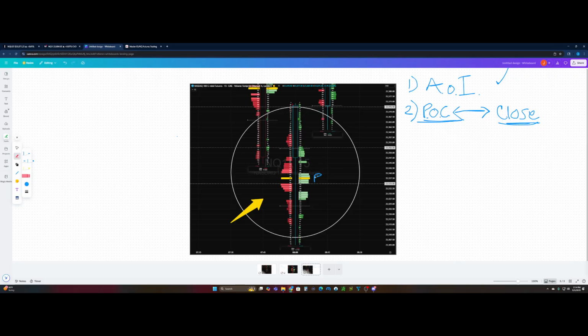POC is right here. And the close, this is a green candle, so the close is right up here. I'm just going to put C for close. The close is above the POC, meaning that we had a bunch of volume traded here. This is where most of the volume was traded, but we closed way above it.